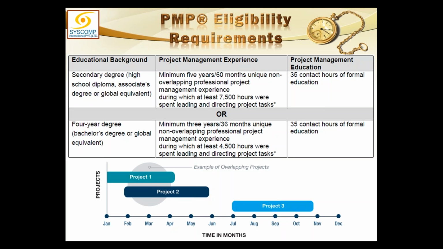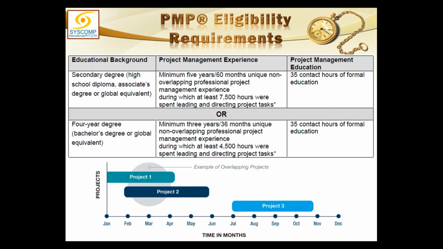Experience is more. For a graduate it was 3 years, here it is 5 years. That means 60 months of unique non-overlapping professional project management experience. And if you count it from the point of view of 1500 hours per year, it comes out to be 7500 hours of leading and directing project work.